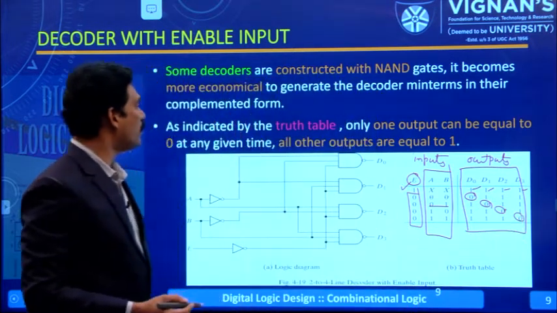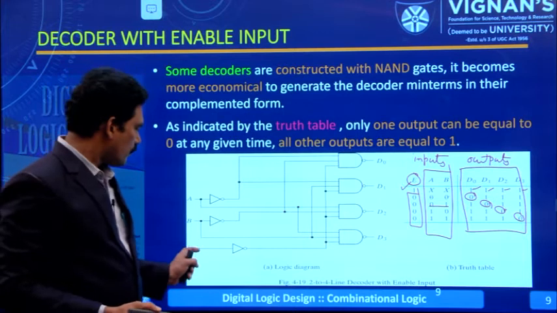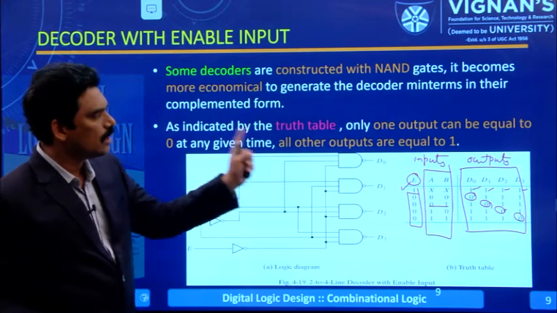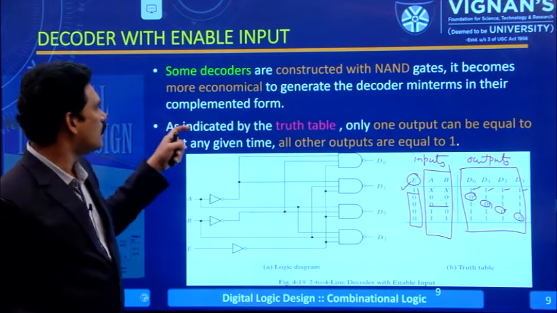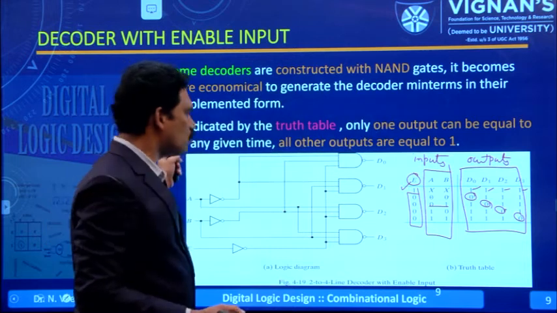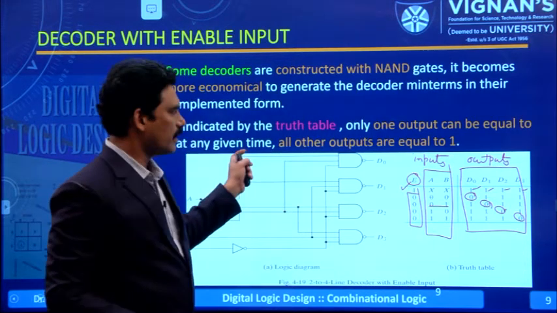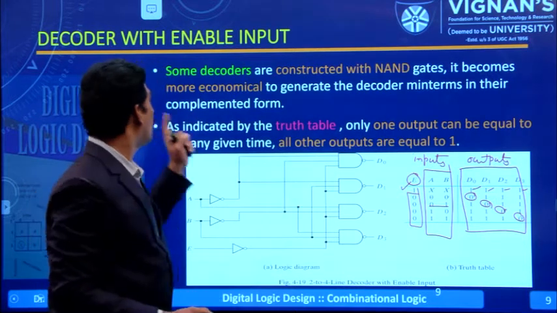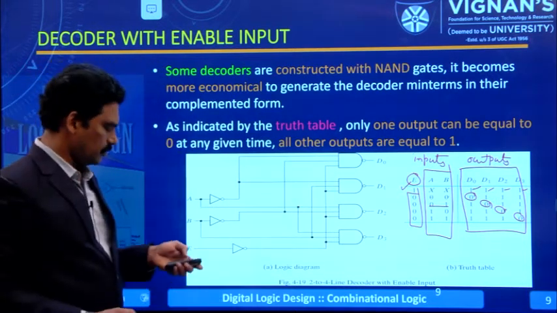Here, this is the enable input. Based on this enable, if the enable input is 0, then the decoder works normally. As indicated by the truth table, only one output can be equal to 0 at any given time, and all other outputs are equal to 1. This is a decoder with enable input.